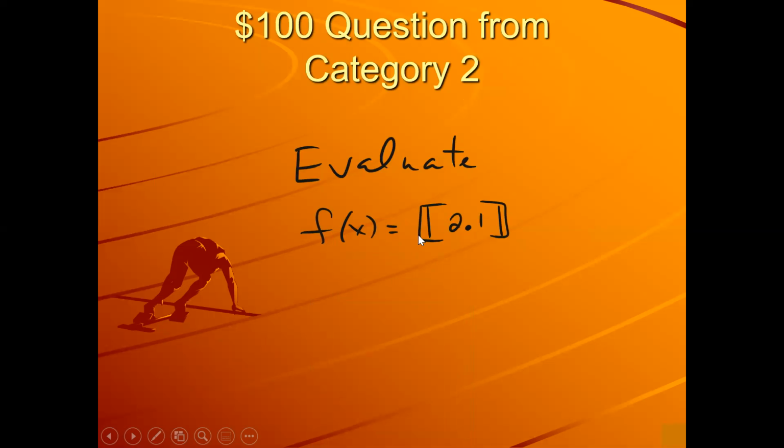Remember, this is the greatest integer up to 2.1, right? That's including 2.1. So if you do a scale, that's the way I like to do it here. Scale, and 2.1 is right here. And then all the rest of them are underneath here. The biggest integer within 2.1 is 2, right? It's not 3. 3 is too high.